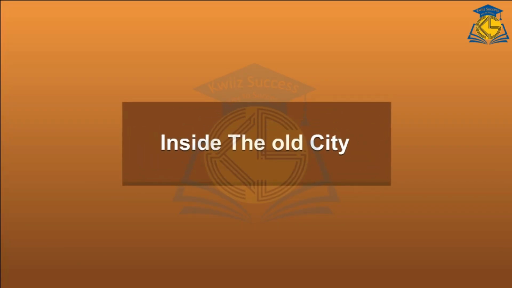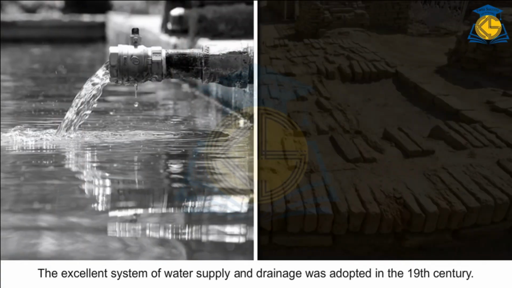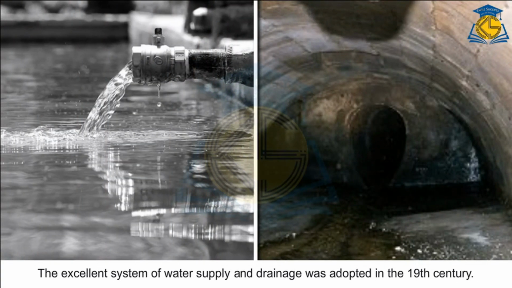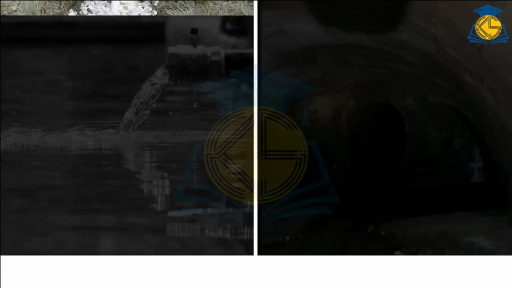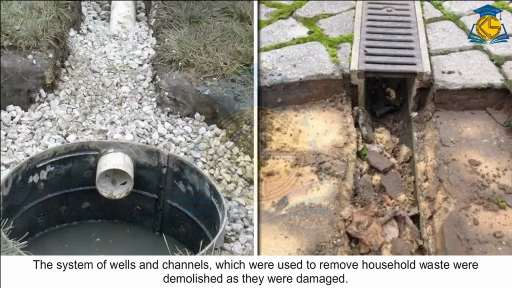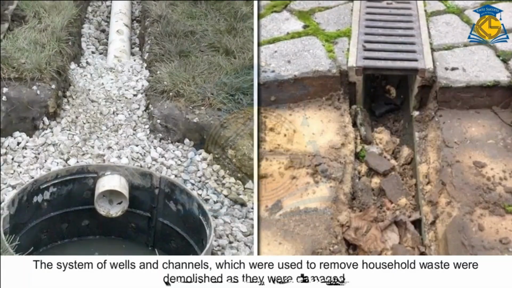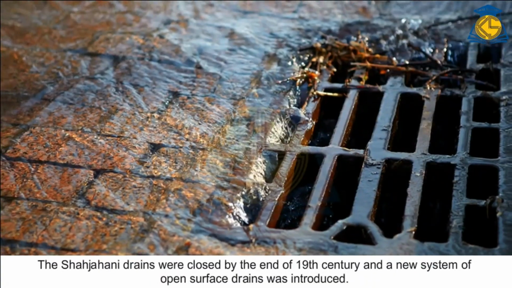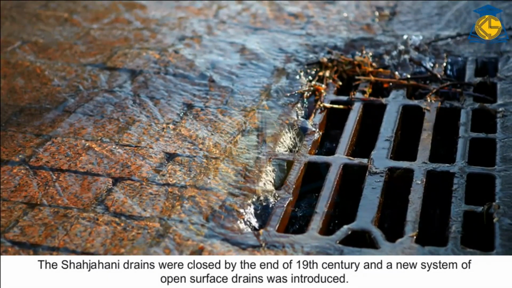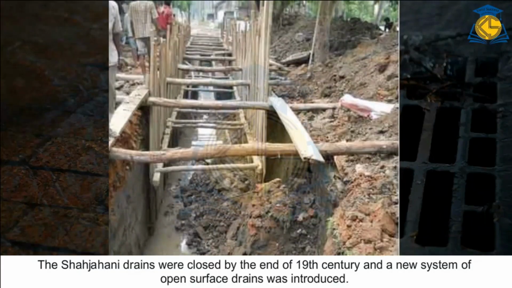Inside the old city. The excellent system of water supply and drainage was adopted in the 19th century. The system of wells and channels which were used to remove household waste were demolished as they were damaged. The Shahjahani drains were closed by the end of the 19th century, and a new system of open surface drains was introduced.